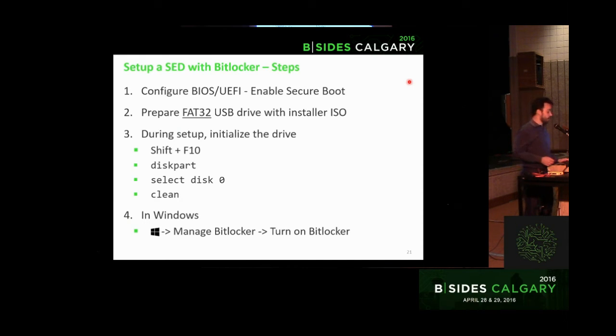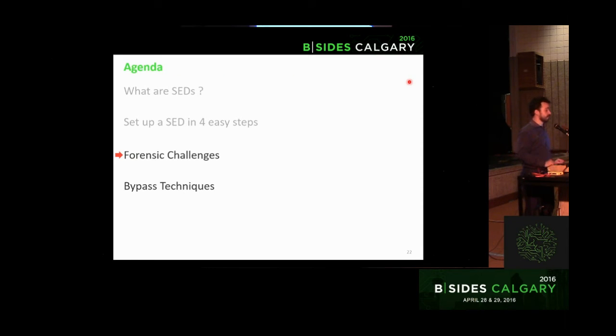And then once you have Windows installed, you just go to Manage BitLocker and turn on BitLocker, and you're going to have a hardware encrypted drive. And then you can use the manage-bde command to check that that's the case.